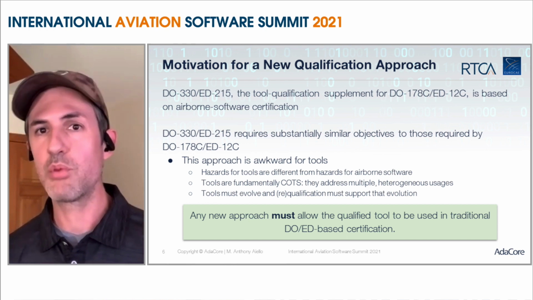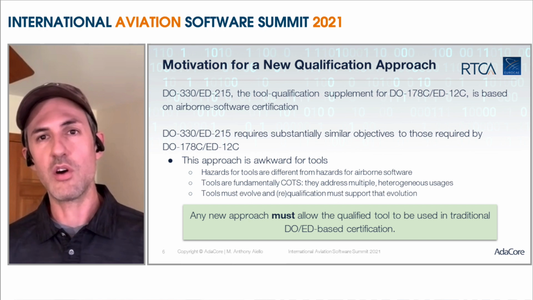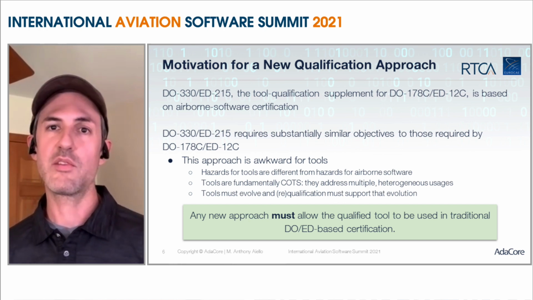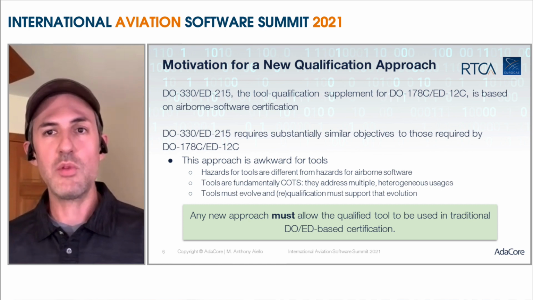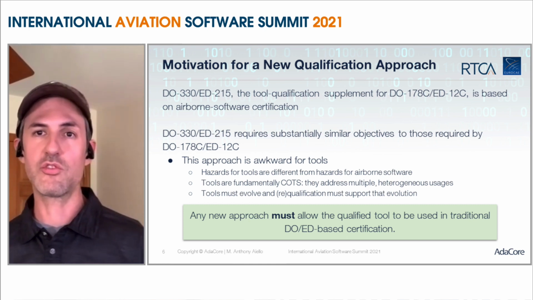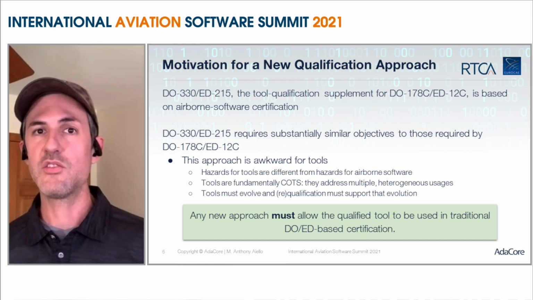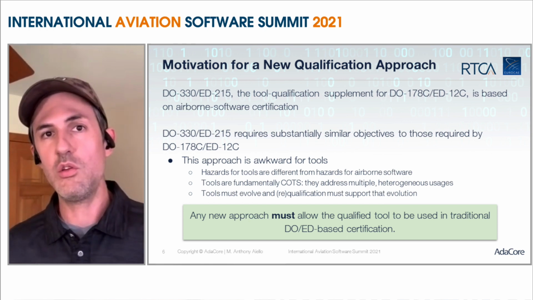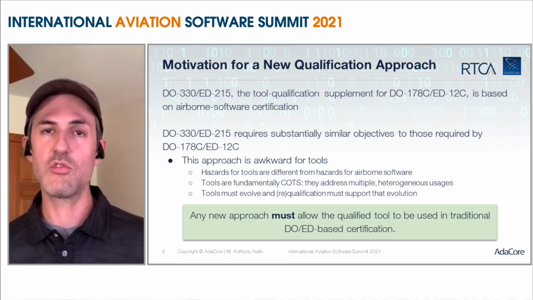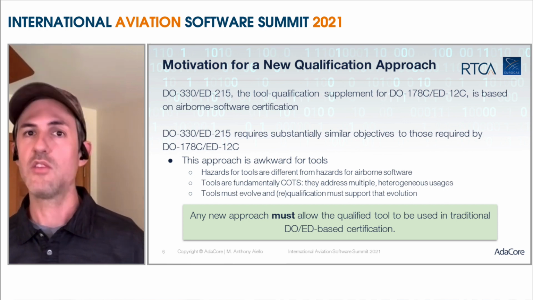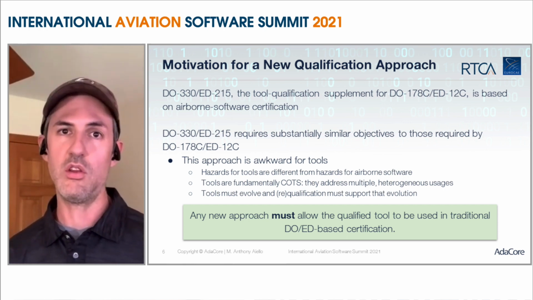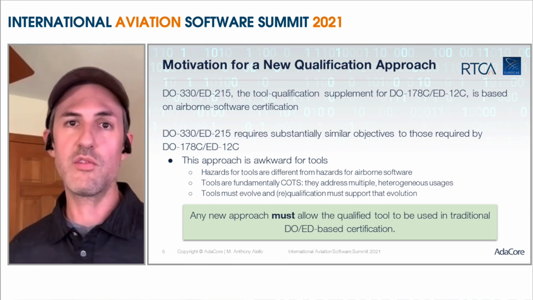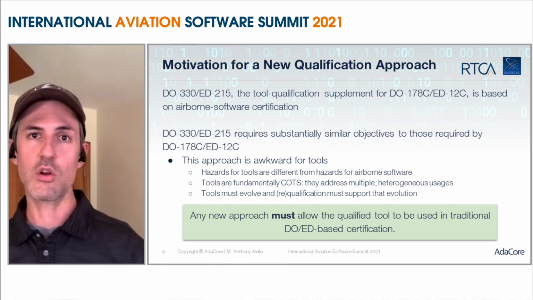Finally, and perhaps most importantly, tools must evolve to a level and at a pace that's different from that of airborne software. And we must be able to requalify the tool to support that evolution. As an example, when newer versions of Simulink come out, we would want QGen to be able to target those newer versions of Simulink. Similarly, if we find an issue in QGen, we would want to be able to fix that issue so that the users of the tool don't have to continue to work around it.